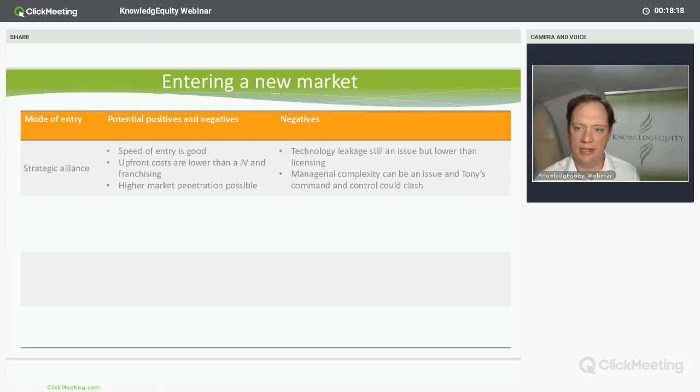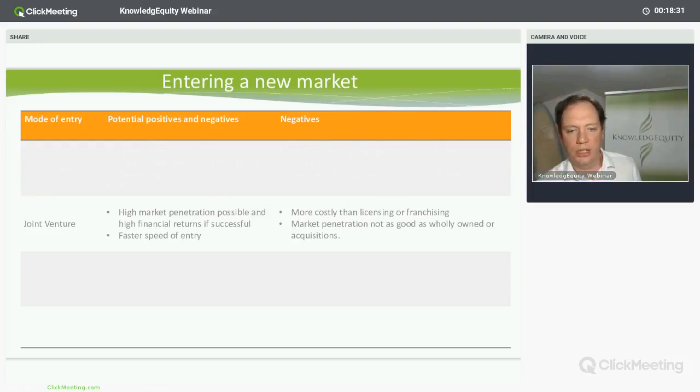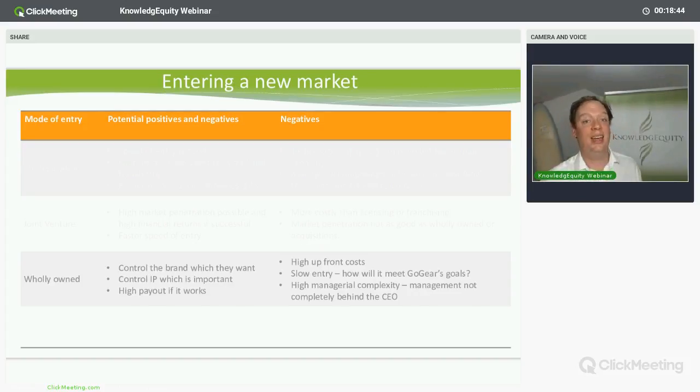What you often find is things like IT systems do not work well together. A classic with the airlines, and I'll drop you from Dubai and I promise those guys will pick you up. Sometimes it works, sometimes your bags go through, sometimes they don't. Joint venture, high market penetration possible, high financial returns if successful, faster speed of entry. Can be quite costly, and the penetration not as good as wholly owned, but of course the problem with wholly owned is it costs a bomb, high upfront costs and risky. What the hell do you do if it doesn't work?